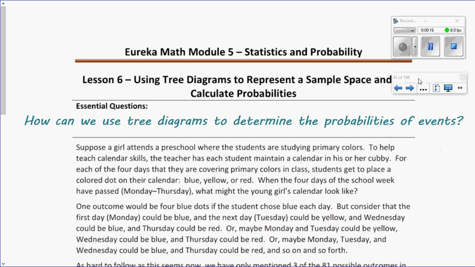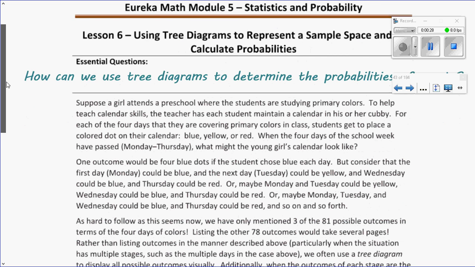This is kind of long, but it's a pretty simple concept, what a tree diagram is, and we're going to jump around on the pages. So the first thing that we're going to do is talk about this scenario.